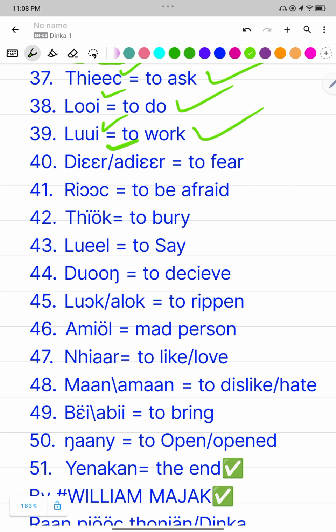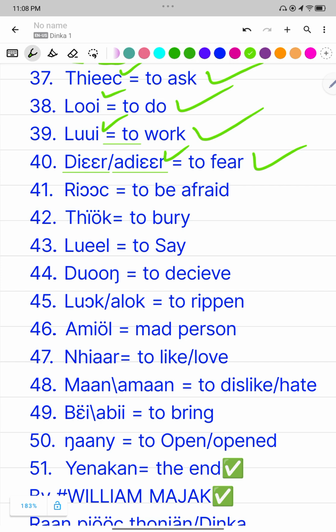Number 40. Dear. A dear or dear means to fear. An dear means I'm so worried, I'm so afraid, I'm fearing.